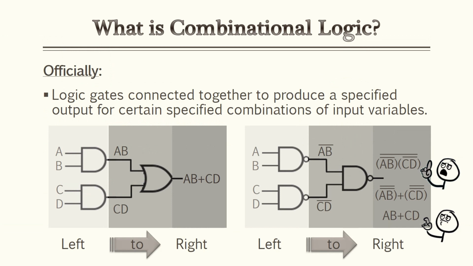In this lesson, we're going to be going over combinational logic. Combinational logic are gates connected together to produce a specific output for certain specific combinations of inputs. Now, we actually touched base on this in previous lessons, Boolean algebra, De Morgan's, and so on, where we had a set of inputs, A, B, C, D, for example, going into an AND gate, then to an OR gate, creating a final output.